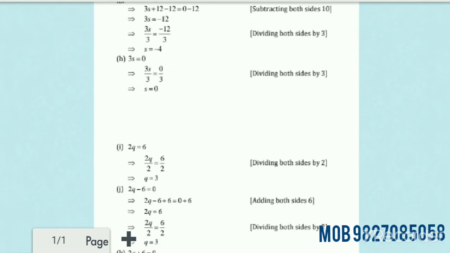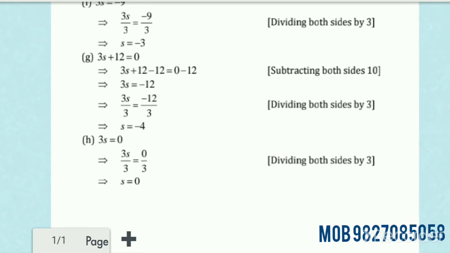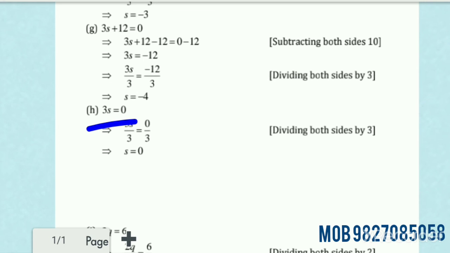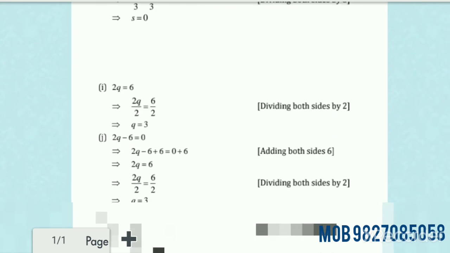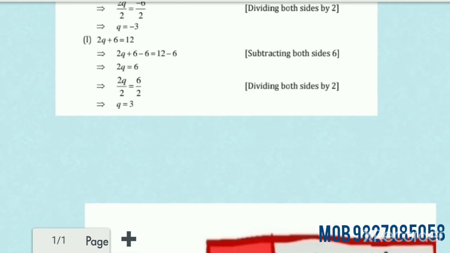Now the last question. No, there is no last question, all questions are the same, and we are solving one more question, that is H. Here 3s is equal to 0, so we have to remove 3, which is in the form of multiply, so we are dividing by 3 on both sides, then the result is 0. Okay, all questions are the same, you have to solve them on your own.